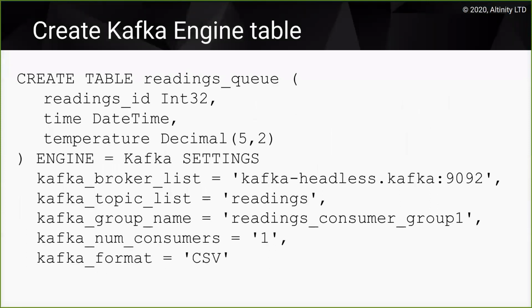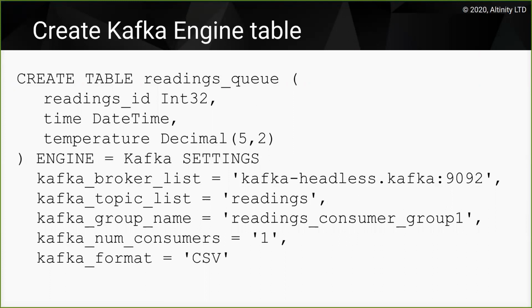What we'll now look at, the most interesting part, is the Kafka engine. So we have a new table. We call it Readings Queue. It has three columns in it. Remember the previous table actually had an alias in it, so we create some of the data automatically. But we're going to use the Kafka engine, and then we're going to have a set of settings.